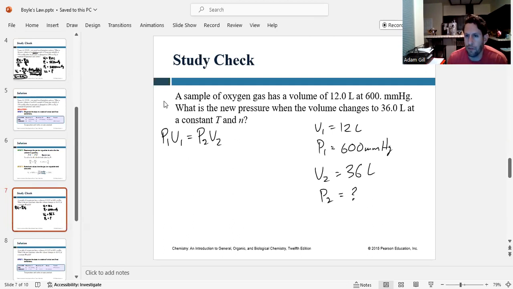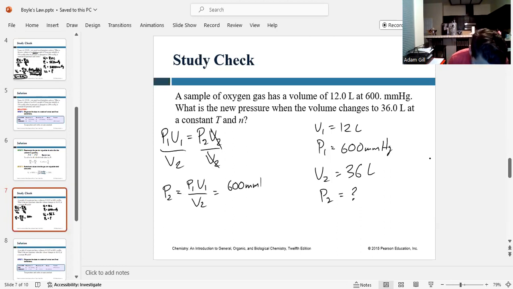So let's get pressure by itself here. So if I divide both sides of the equation by V2, V2 cancels. Now we have P2 all by itself equal to P1 V1 over V2. Let's plug in our numbers. Pressure 1, 600 millimeters of mercury. Initial volume was 12 liters. Final volume was 36 liters. Liters cancels. We're left with millimeters of mercury, which makes sense because we're solving for pressure.